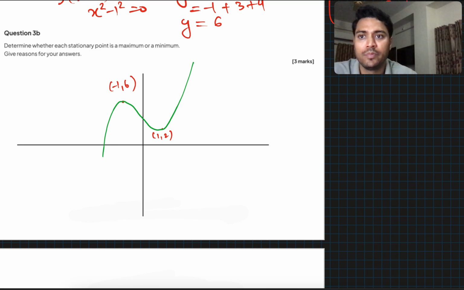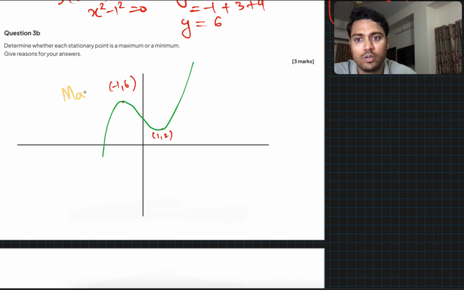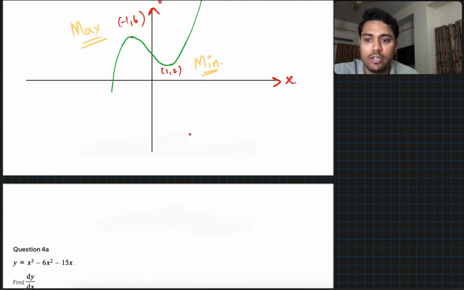Like this. And this point is your maximum point, and this point is your minimum point. And this is the mathematical explanation by sketching a graph. This is your x-axis, this is your y-axis. Done. Moving on to the next part.